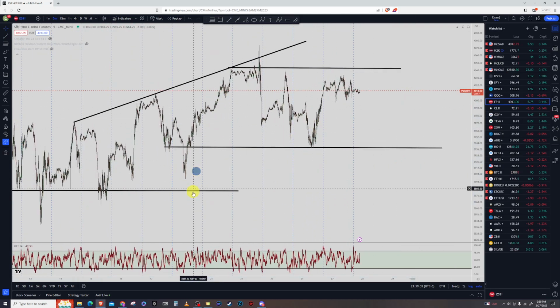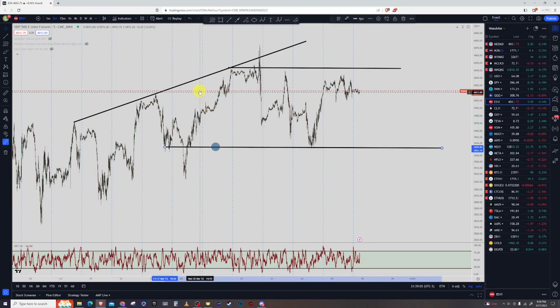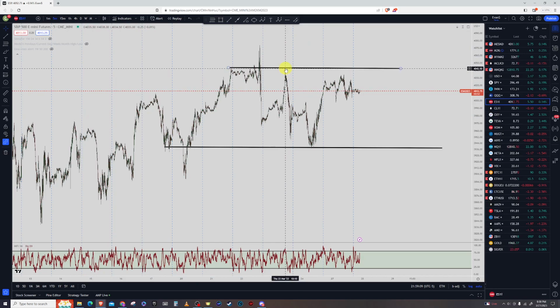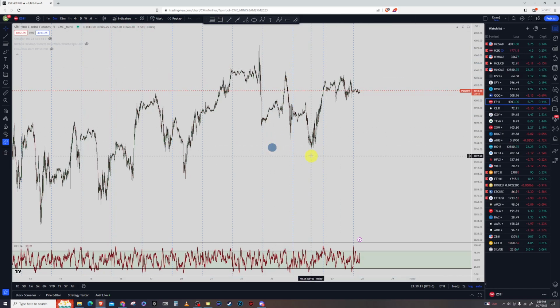And so that's basically all it is. All you look for is range, trend, range, trend, range, trend, range. That's what the market is going to do. Every single market is going to do that over and over and over again.